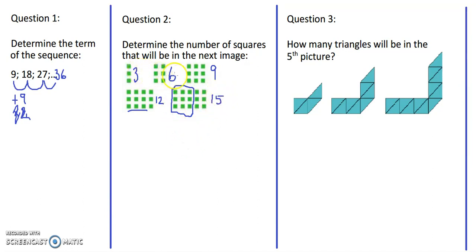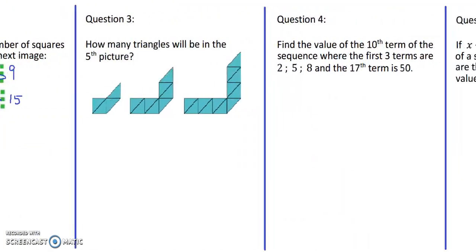How many blocks are we adding each time? Look, we're adding 3 each time. Determine the number of squares that will be in the next image. Well, if we add 3 to 15, it's going to be 18. Let's move on a little.